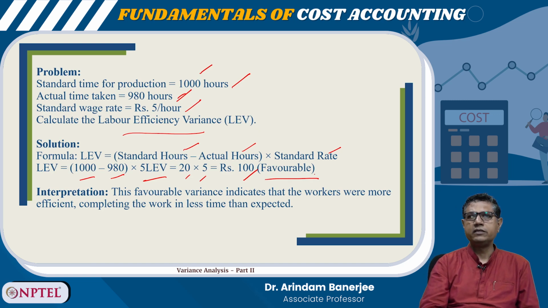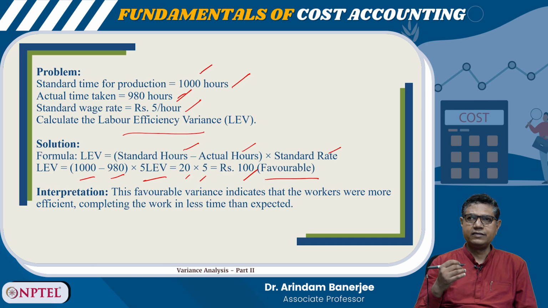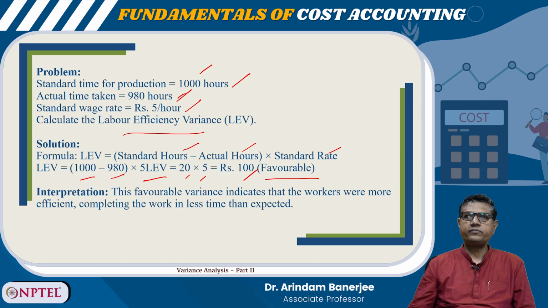What is the interpretation? This favorable variance indicates that the workers were more efficient. They are doing the same work in fewer hours, completing the work in less time than expected. So in this problem, the workers were allocated 1000 hours, but actually they have taken 980 hours. So it is favorable for them, right? They are doing the same job in a lesser number of hours.